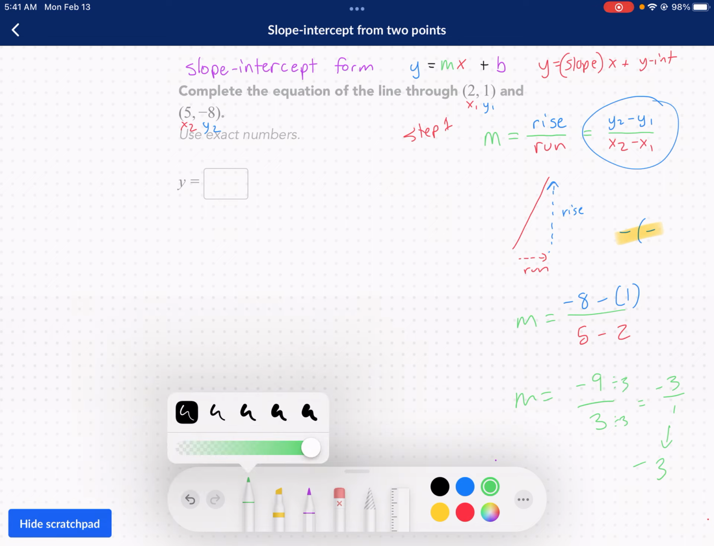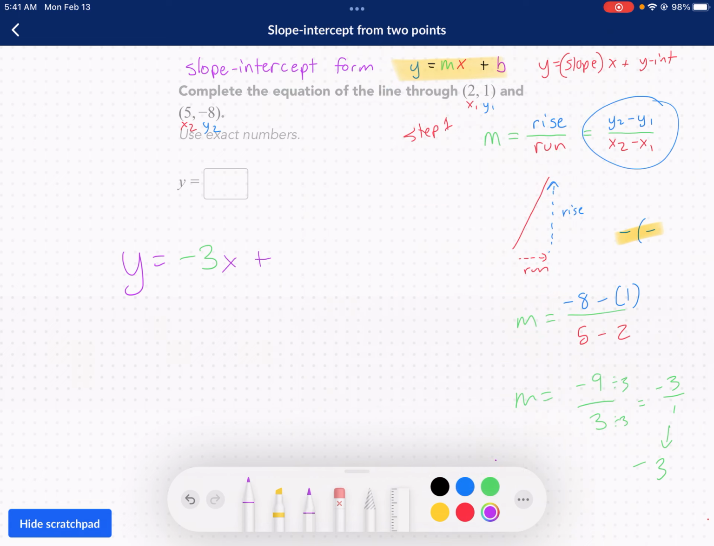Okay, so back in this original equation, y equals mx plus b, I finally have my m. So let's go ahead and plug in what we know so far. What we know so far is y equals, and I know my m. My m is negative 3. I'm going to go ahead and plug that in. Then x, and then plus b. I'm going to make b a different color just so we see that we're trying to solve for it. So plus b. That's our y-intercept.